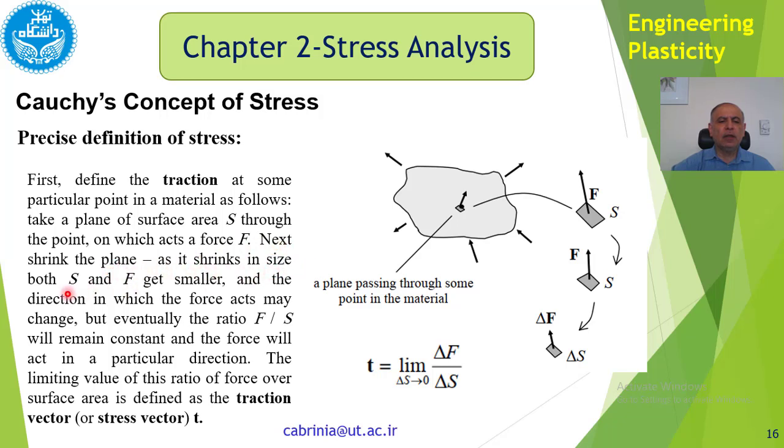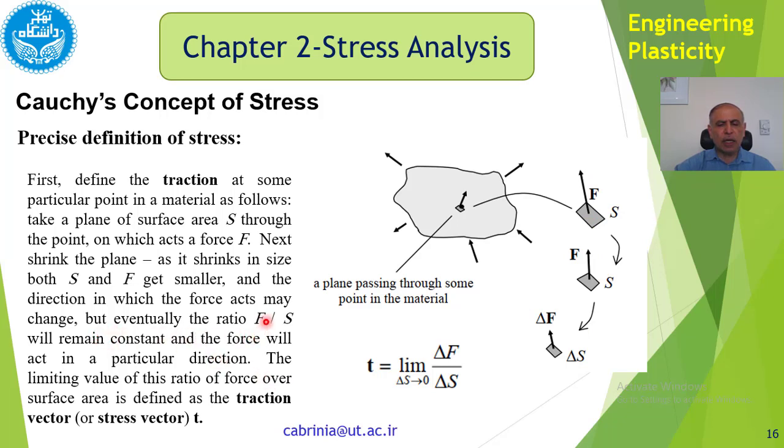As it shrinks in size, both S and F get smaller. Okay, you see, we shrink it in size, so S becomes smaller, F also because it becomes smaller, so we call it delta S and delta F because they are infinitesimal. They are very small values. Okay, and the direction in which the force acts may change because we are shrinking it, so the direction may change.